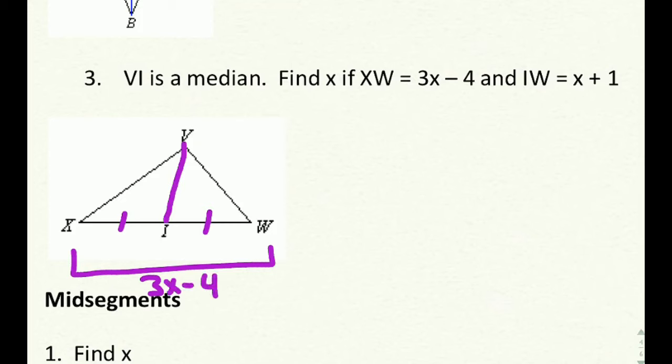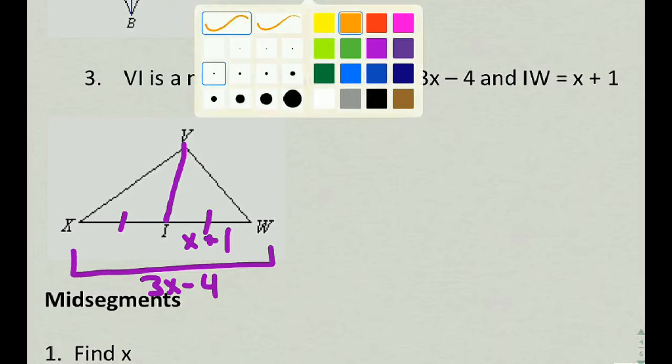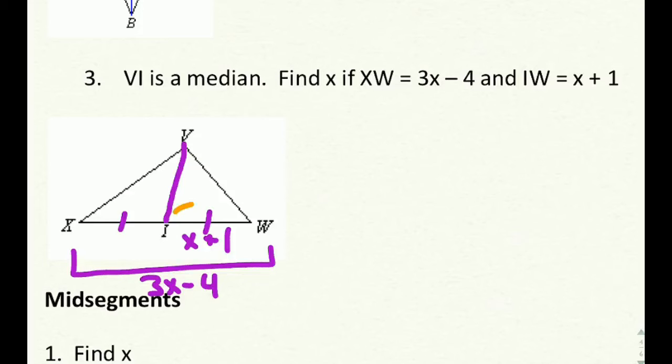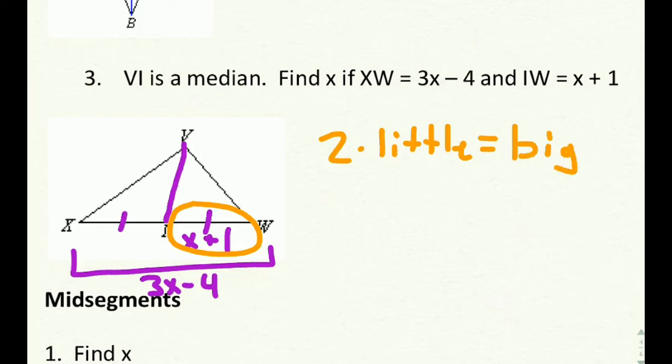I encourage you to always write on these pictures. It's going to help you. And then IW is x plus 1. So IW is x plus 1. So if I know that this is a median, that means that this is split into two equal pieces. And this little piece right here is going to be half of the big one. So if I were to double the little, I'm going to get the big, the whole.